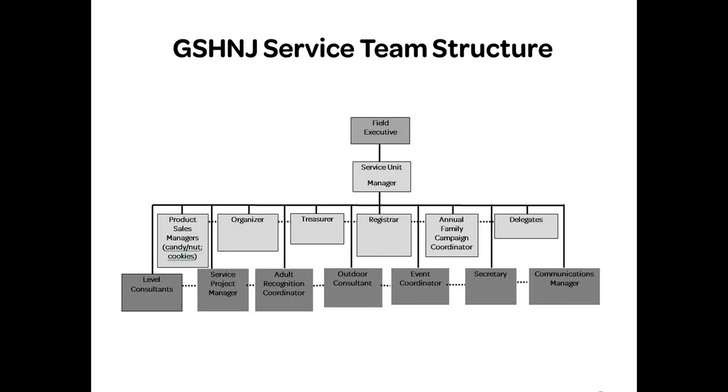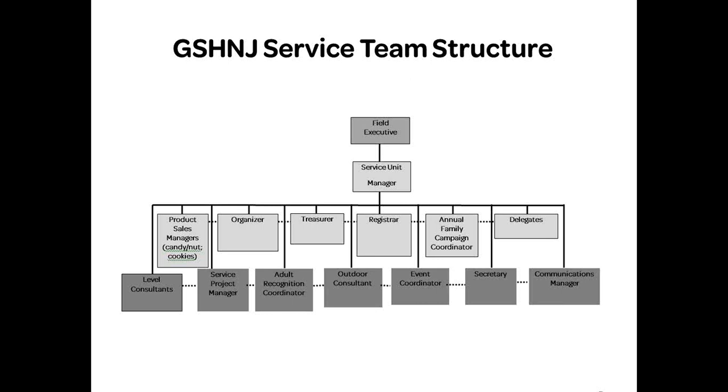Now, underneath those two positions, there is a row of light gray boxes. These are the core service unit positions. All service units should make sure that these positions are filled. Okay, so you need to have product sales managers for cookies, candies, and nuts. You should have organizers, a treasurer, registrar, an annual family campaign coordinator, and delegates, the people who attend our annual meeting and vote on behalf of the service unit and also help bring council news back to the service unit.